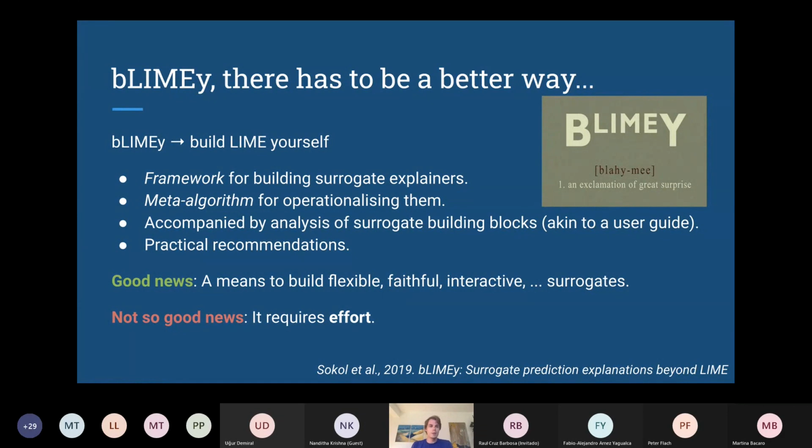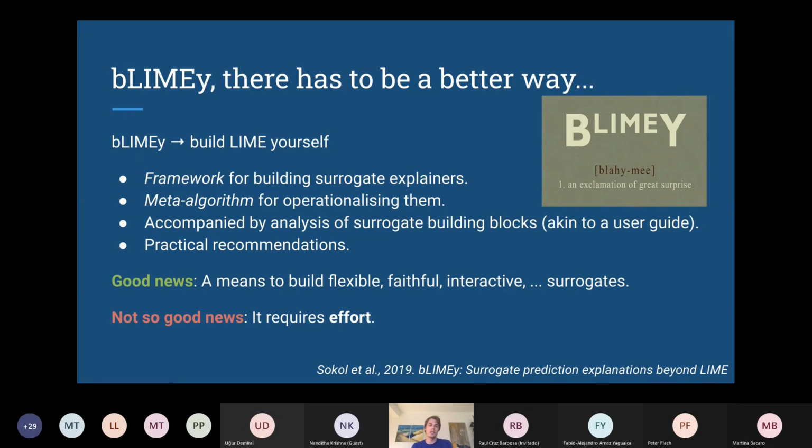We call our method BLIME, which stands for Build Lime Yourself. And it's a collection of tools, like a framework for building surrogate explainers, a meta algorithm that helps you to operationalize them, and also some analysis of different building blocks that constitute surrogate explainers, and some practical recommendations for putting all of this together. So this means that we can use BLIME to build flexible, faithful, possibly interactive surrogates, but it again requires effort. It's not a one-stop shop. It's not one tool that solves all of your problems.